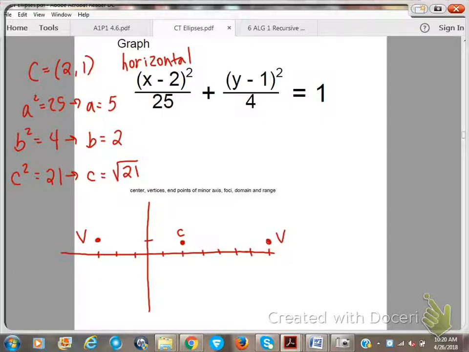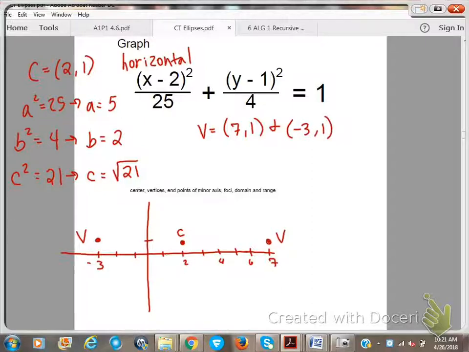Tim, are you okay with how we got that? Yep. All right. Now, as an ordered pair, Tiffany, what is this vertex over here? 5, 1. Not 5, 1. 7. Good, because we started at 2 and went over 5, so one of our vertices is going to be 7, 1. And then the other one, Vanessa, if we go 5 to the left, what does that put us at? -3, 1. Good. All right, so those are our vertices.